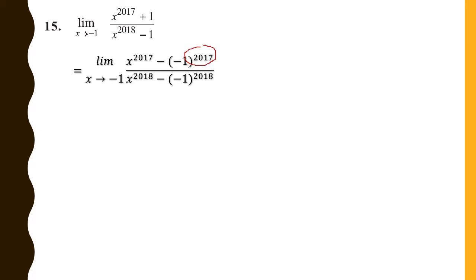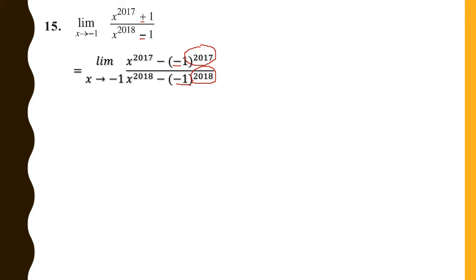In this question here, 2017 is an odd number. So negative 1 raised to 2017 makes it a negative 1. So negative makes it positive. 2018 here is an even number. So negative 1 becomes positive 1. So positive negative remains negative. That is the reason why I have written it like this.